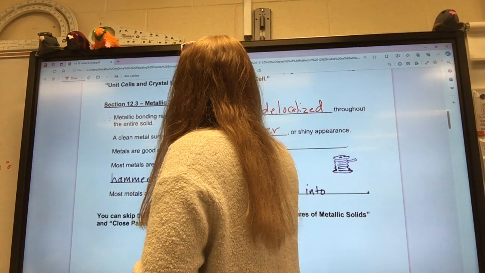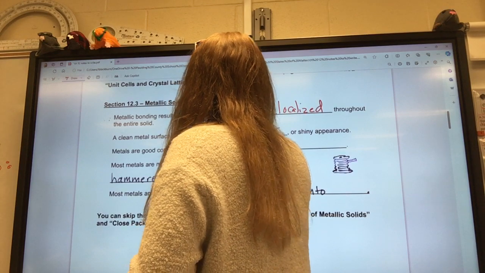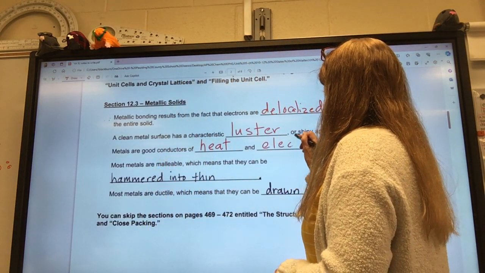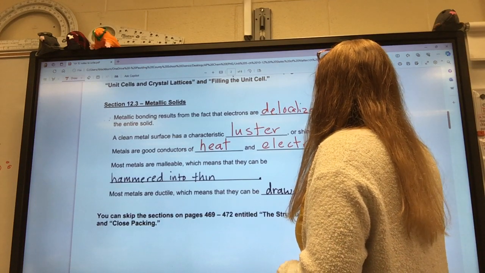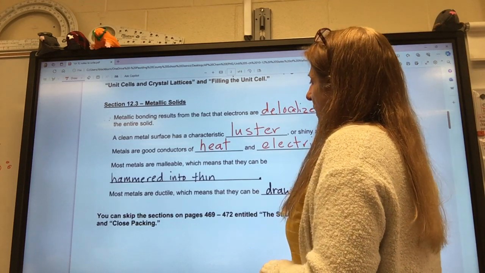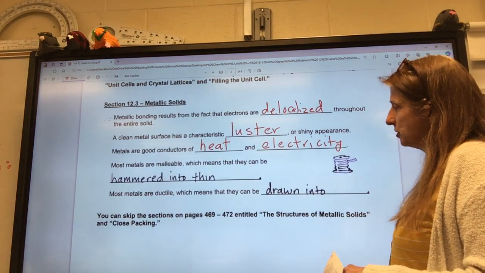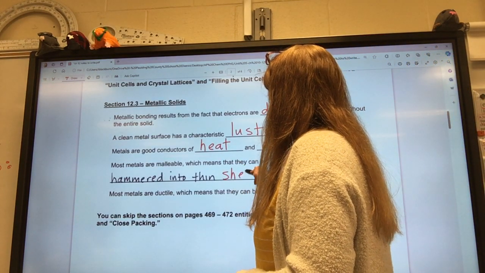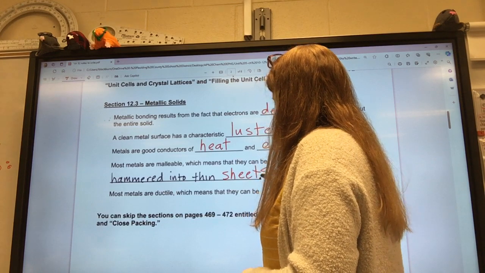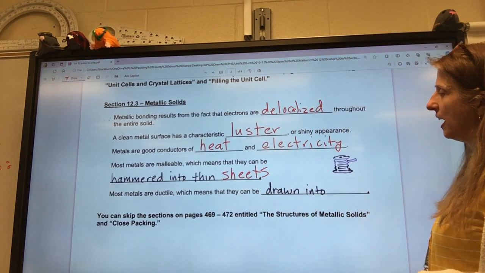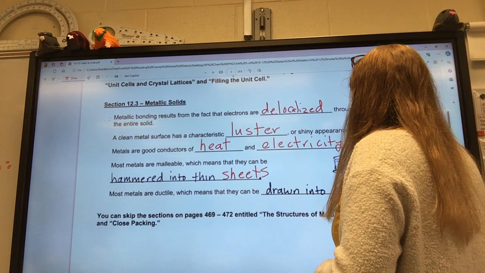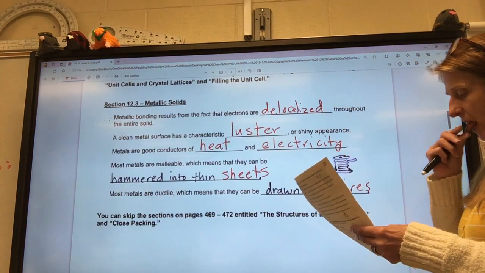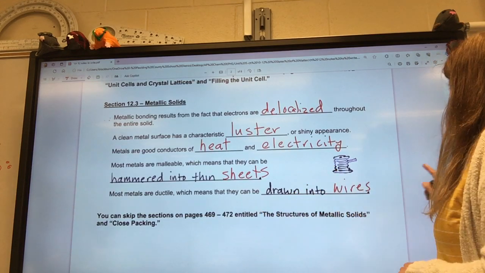It also makes it where it's good conductors of heat and electricity. It makes it where they're malleable, which means they can be hammered into thin sheets like aluminum foil. And it can be ductile, which means they can be drawn into wires. That's what those words mean. So, next part of the chapter, you can skip.